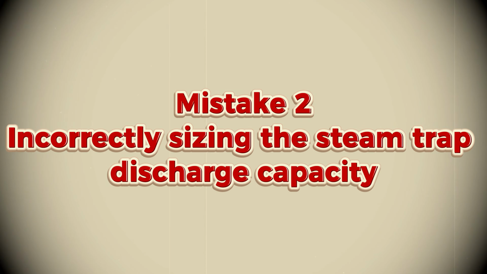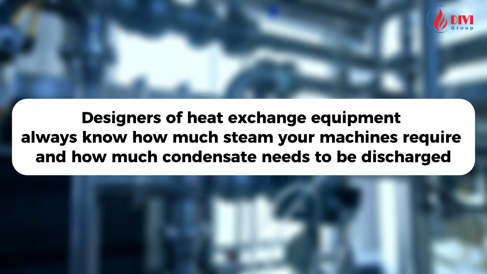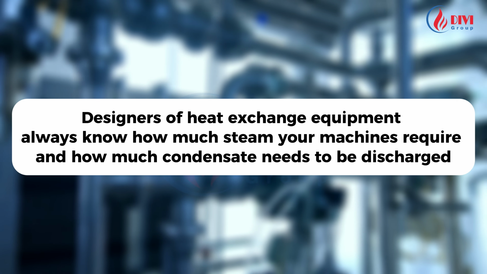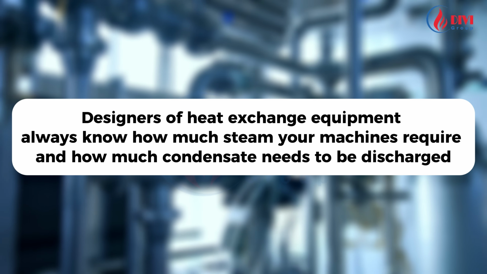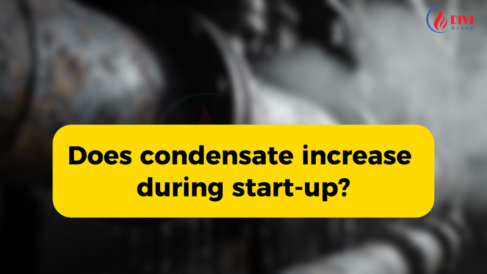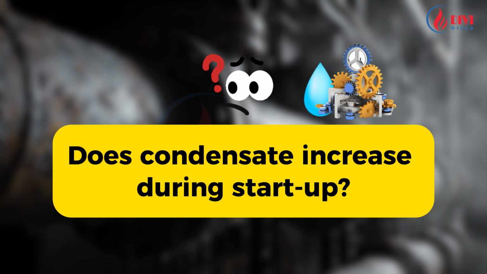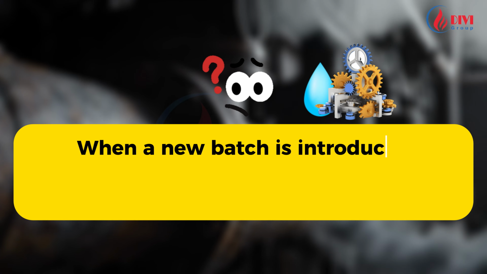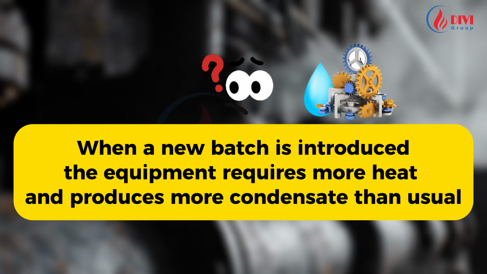Mistake number 2. Not calculating the correct discharge capacity of the steam trap. Normally, the design team and the heat exchanger manufacturer already know the steam demand of the equipment and the amount of condensate that needs to be discharged. These average values are usually fairly accurate. But have you ever thought that when the equipment has just started up, the amount of condensate can suddenly spike? When a new production batch is introduced, the equipment requires more heat and produces more condensate.